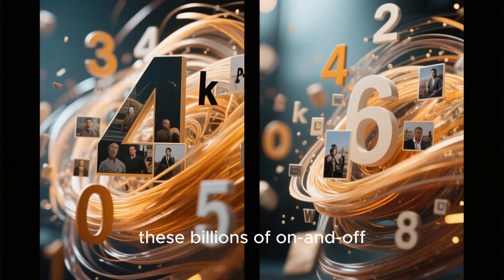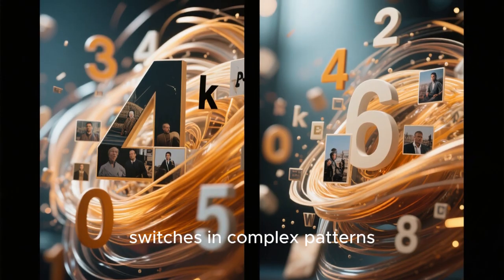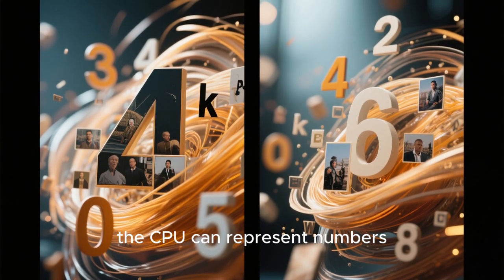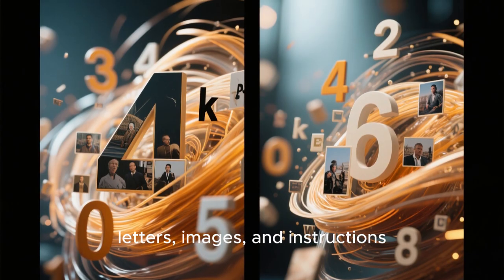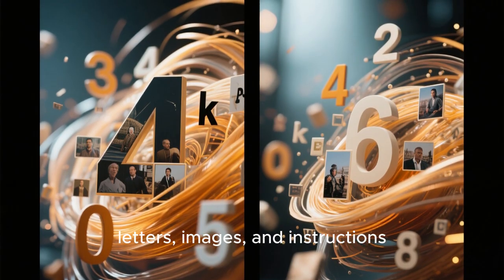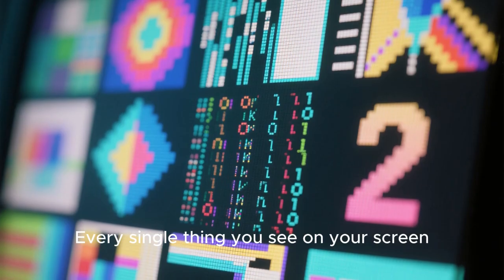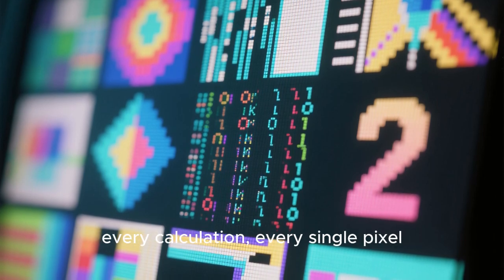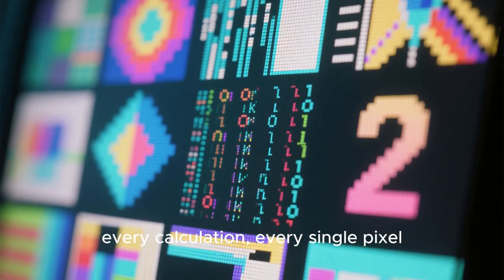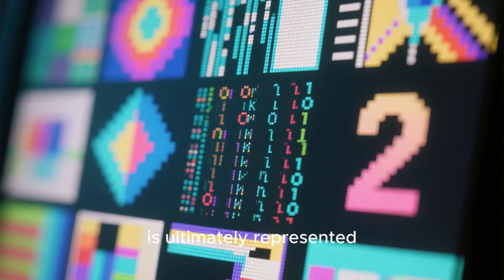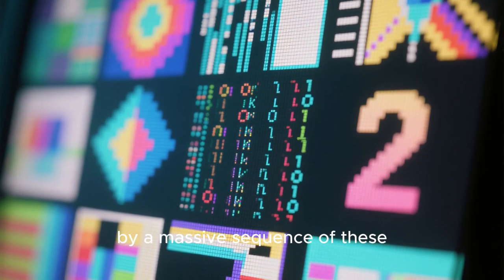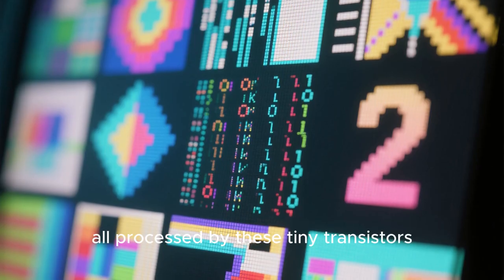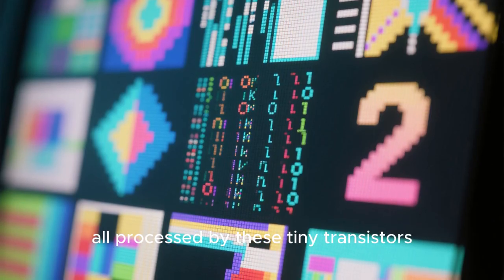By arranging these billions of on and off switches in complex patterns, the CPU can represent numbers, letters, images, and instructions. Every single thing you see on your screen, every calculation, every single pixel is ultimately represented by a massive sequence of these 0s and 1s, all processed by these tiny transistors.